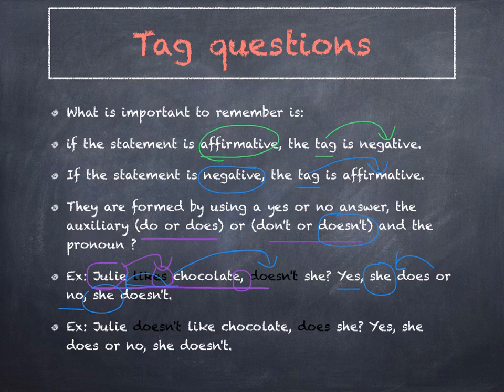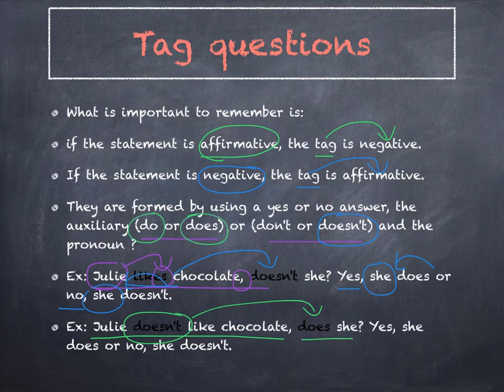Here it goes. For the second example, I used a negative sentence. So here it's negative. So as we just said, it's the opposite. So the tag is affirmative. So I'm going to use one of the two auxiliaries depending on my subject. And then I answer yes or no, the pronoun, and then the auxiliary.